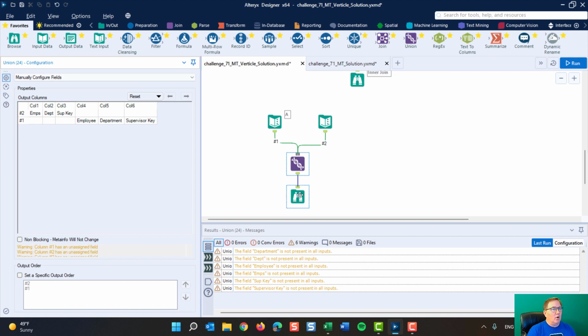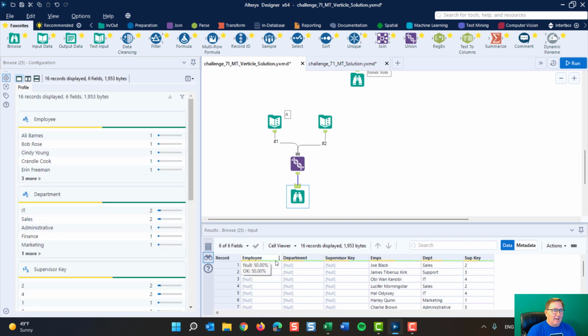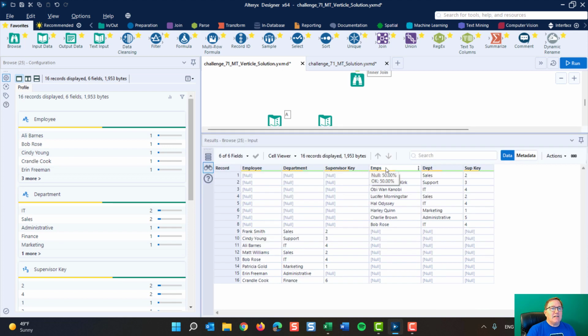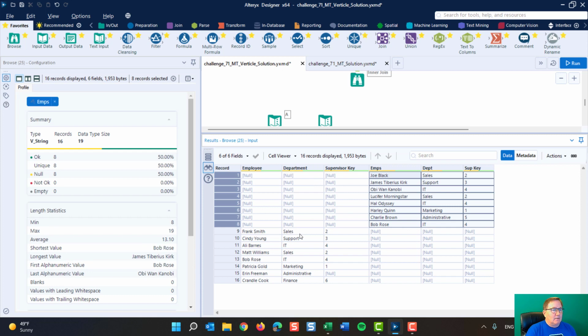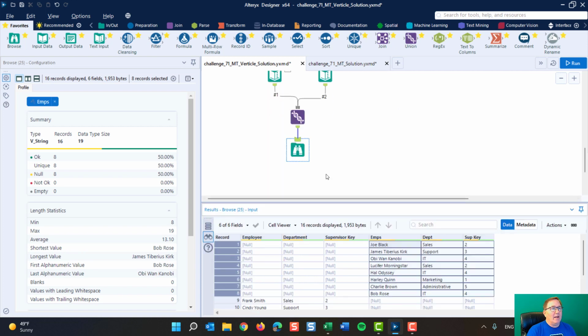Notice what you've got here. Watch this. Wait, all of these, and then wait, what? These names, emp doesn't match employee, department doesn't match department, and supervisor key doesn't match soup key. So in this table over here, you've got a bunch of new employees, Joe Black, James Kirk, Obi-Wan, Lucifer Morningstar. All of these people are joining and they've got a supervisor key. Why are they in different columns? Well, they're in different columns because they're named differently. Union tool gives you a great way to deal with that.